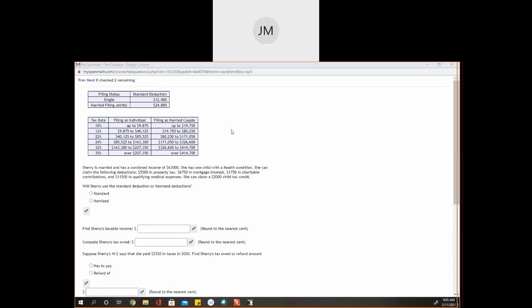All right, Sherry is married and has a combined income of $63,000. She has one child with a health condition. She can claim the following deductions: $5,500 in property tax, $6,750 in mortgage interest, $1,750 in charitable contributions, and $11,500 in qualifying medical expenses. There was no mention of any adjustments. So for this example, our gross income is going to be the same as our adjusted gross income because there are no adjustments to take off.